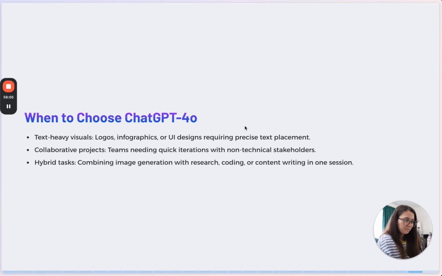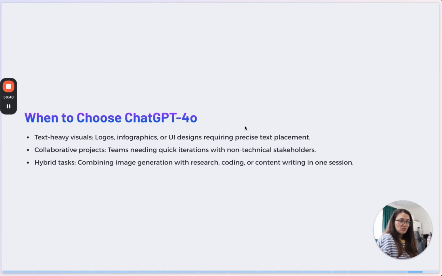And I just want to close off by going through when to choose GPT-4o. As you saw, it generated text really well, especially compared to the likes of Midjourney, which does not get text at all, at least at the time of this recording. So if you have text-heavy visuals like logos, infographics, UI design, then go for GPT-4o.